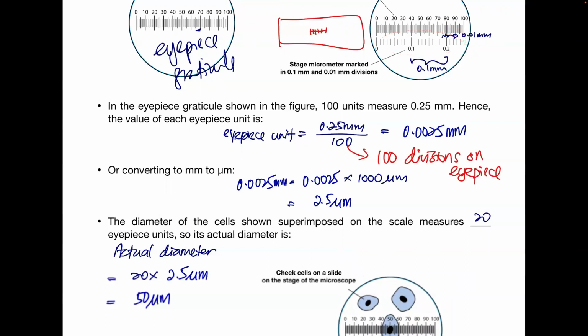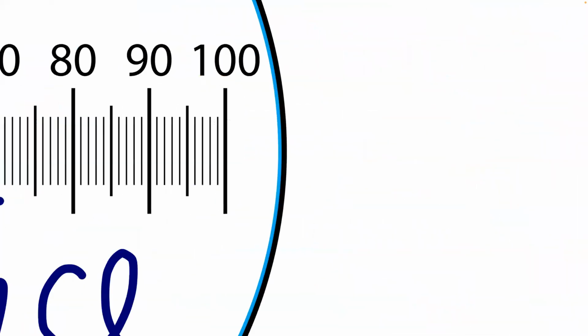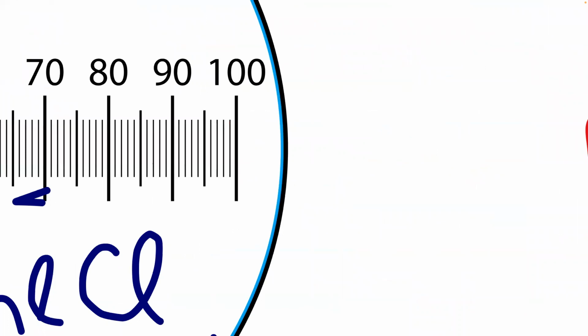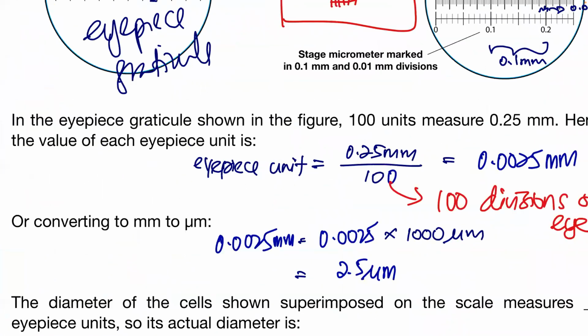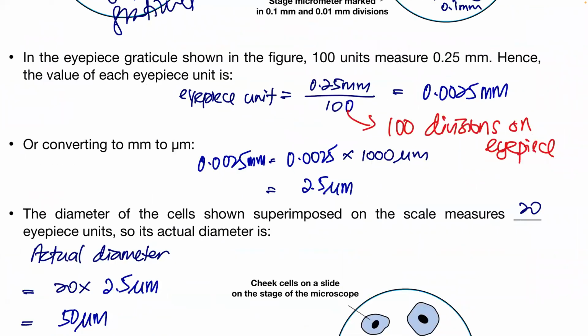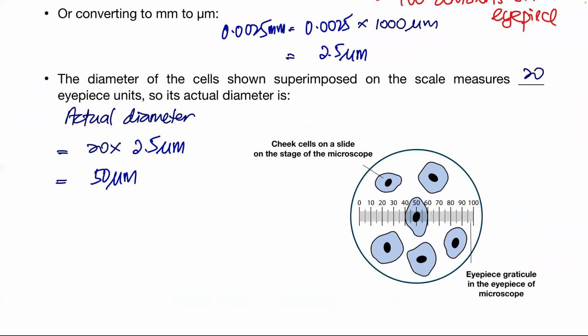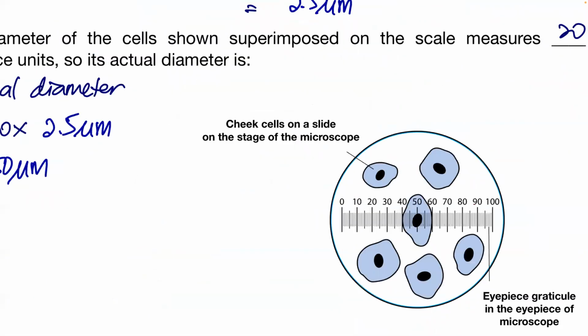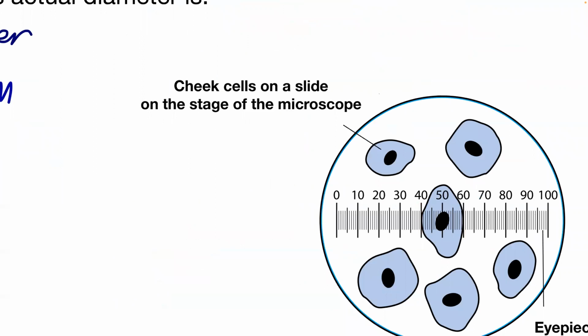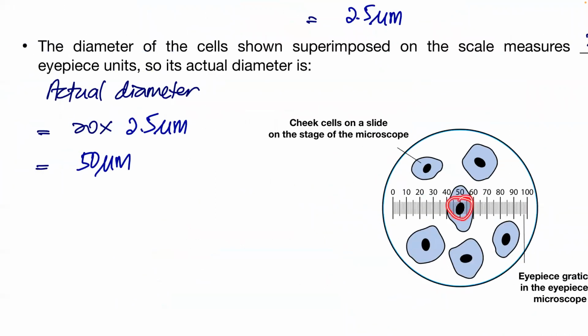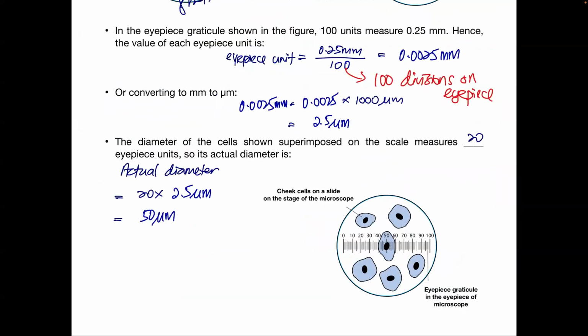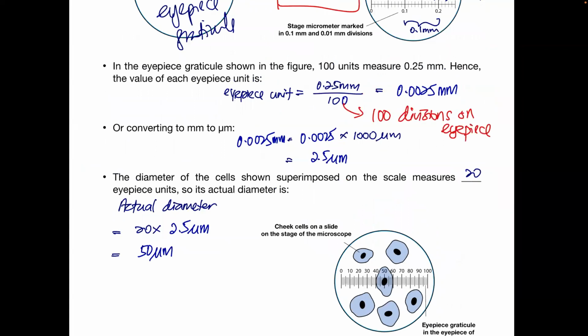Then you will calculate each unit. If you zoom into this, each unit here is 2.5 micrometer. If you do the conversion, each of them is 2.5 micrometer. And then here, this one is 20 eyepiece reticule units. We know each unit is 2.5 micrometer, so we can just do the maths. It's actually a very simple mathematical calculation. Are we good there?